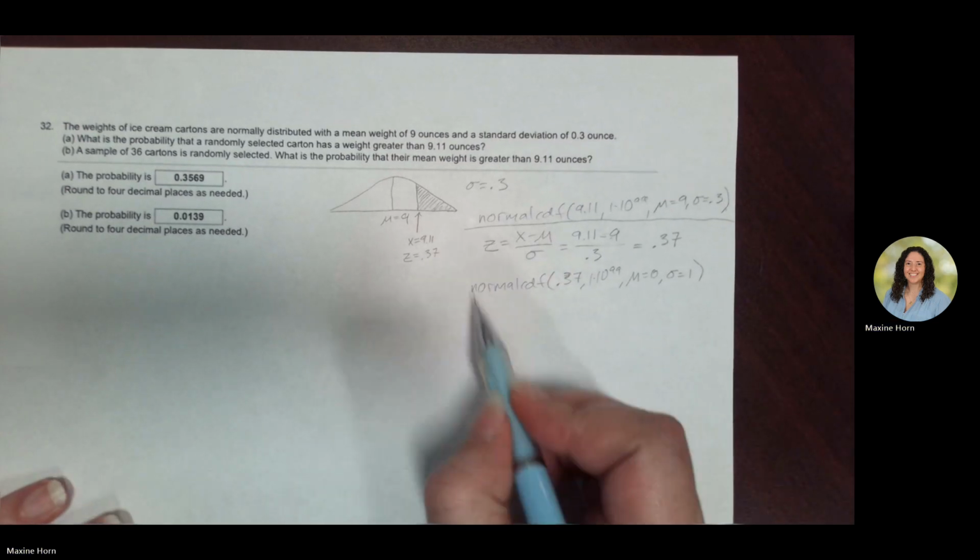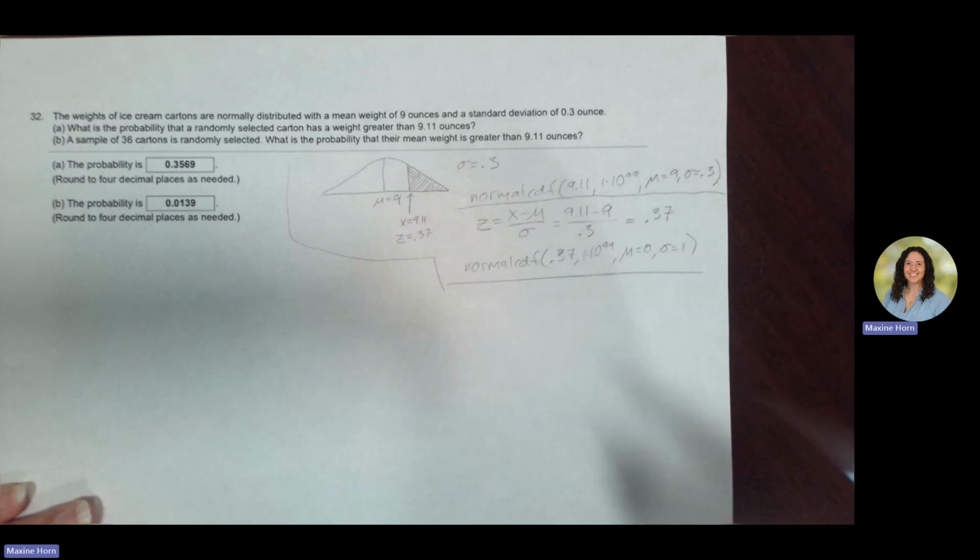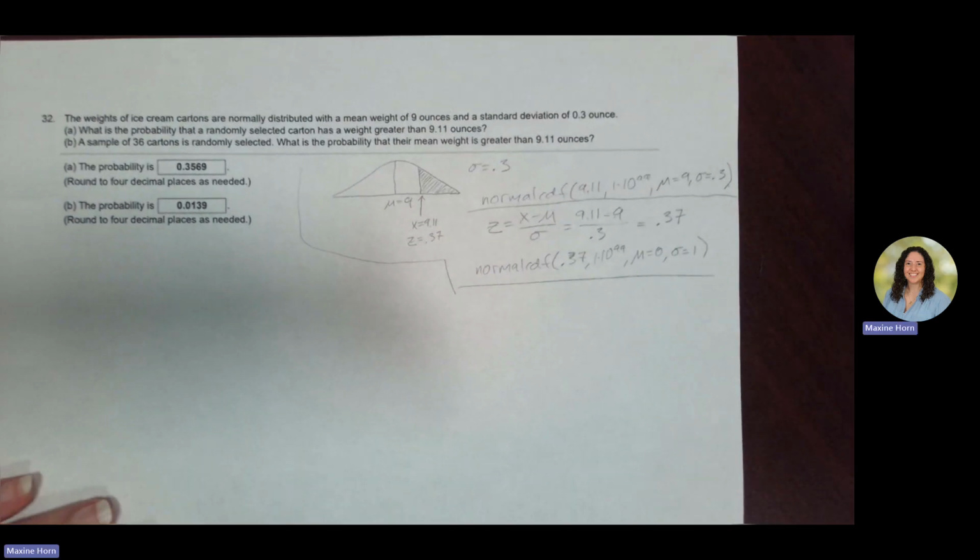Okay, now to compare that with part B. Now I'm taking a sample of 36 cartons. And rather than just looking at a single randomly selected carton and talking about its weight, we're looking at the mean of those 36 cartons and the probability that the mean of those 36 cartons is greater than that same value, that 9.11.